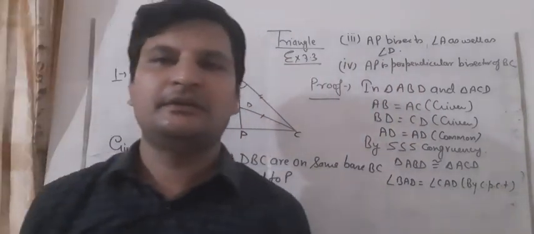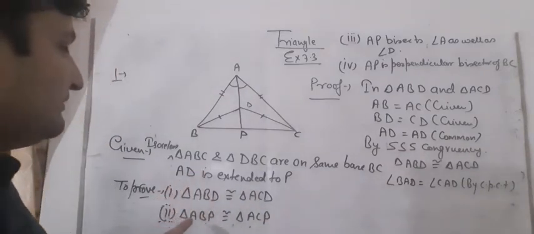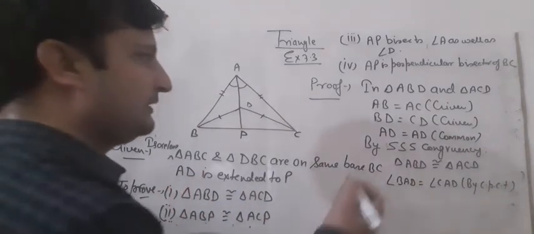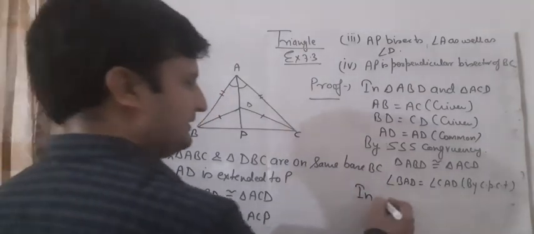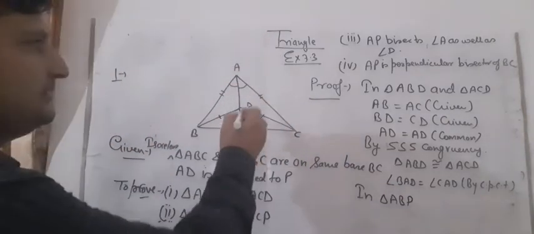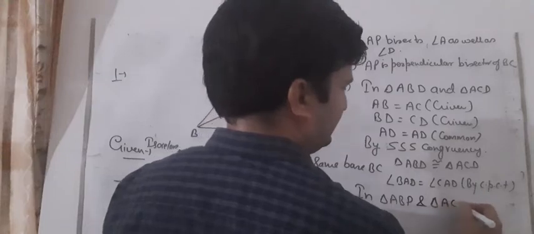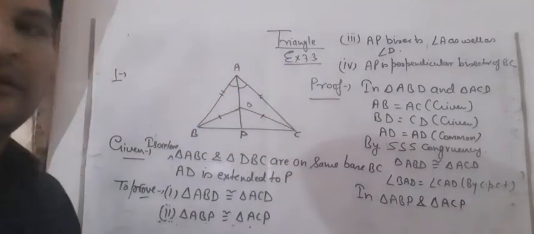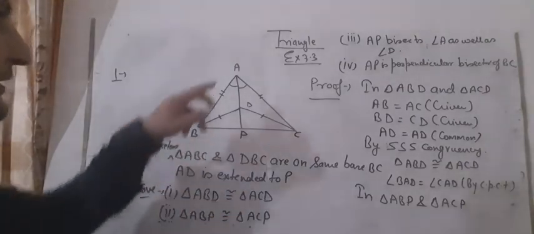These two triangles are equal by CPCT. Now what we have to prove in triangle ABP and triangle ACP? We have to prove that these two triangles are congruent to each other.